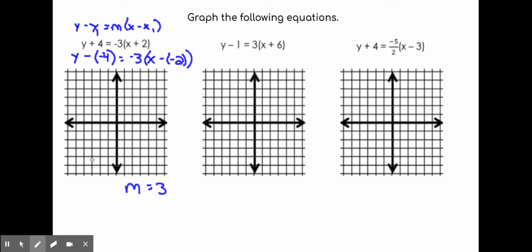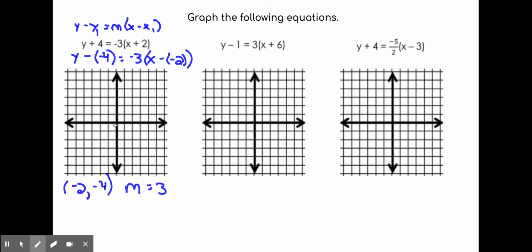So my point, my x coordinate is -2, and my y-coordinate up here with the y was -4. So notice it started with x plus 2, so my x-coordinate was -2. It started with y plus 4, so my y-coordinate was -4. The signs change.